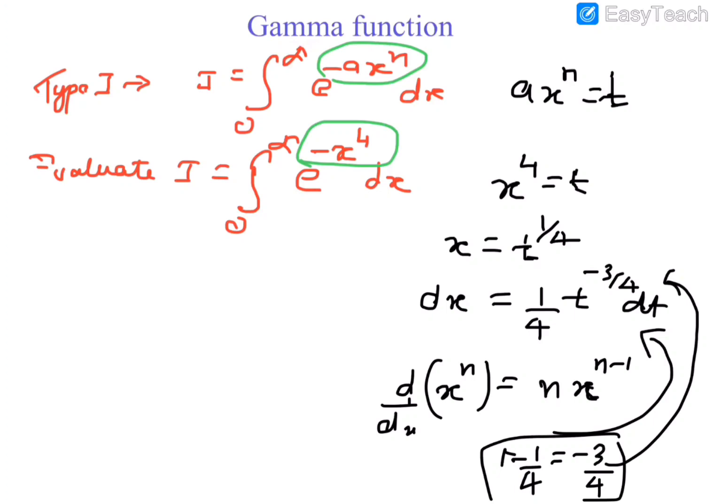Okay. So now after finding this, we need to check whether the limits have changed or not. If we put x equal to 0, t will also be equal to 0. And if we put x equal to infinity, we can check that t is also equal to infinity.